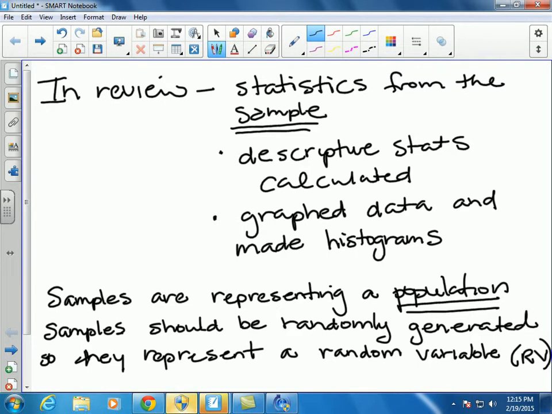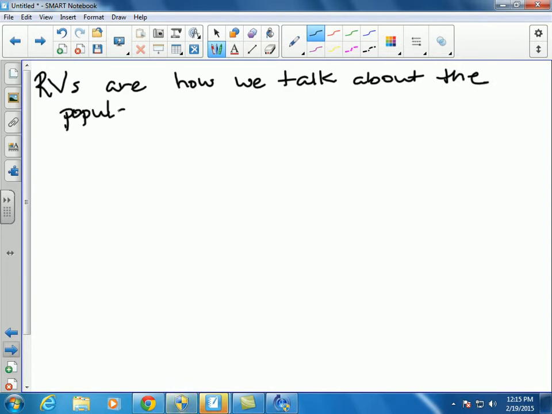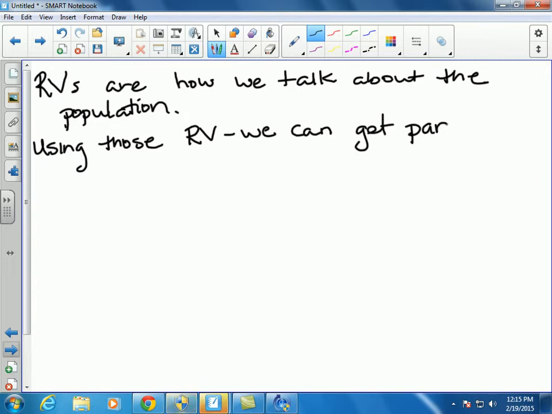And so those random variables are how we talk about the population. And using those random variables, we can get parameters. And I talked about this earlier on in the beginning of the class. Let me erase that. That does not say parameters. How about this? There we go. We get the parameters.